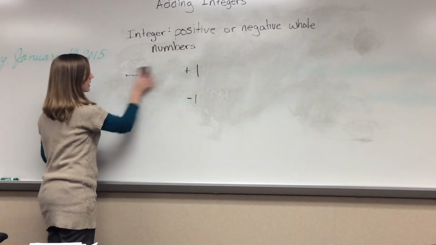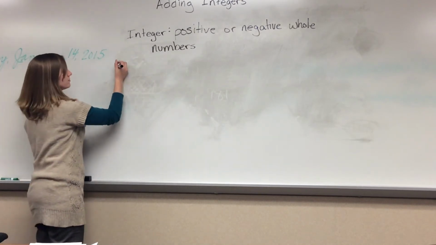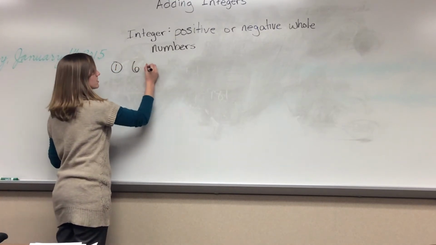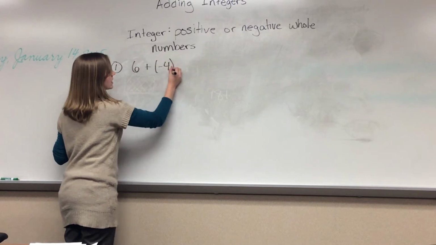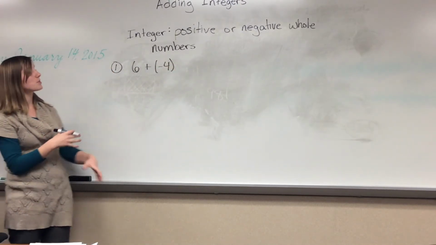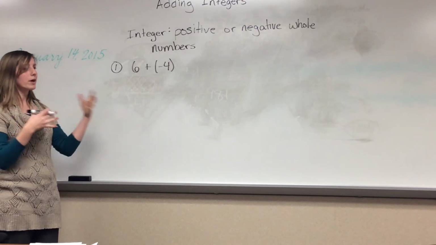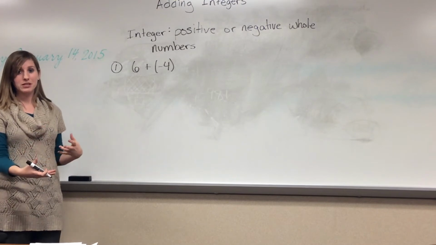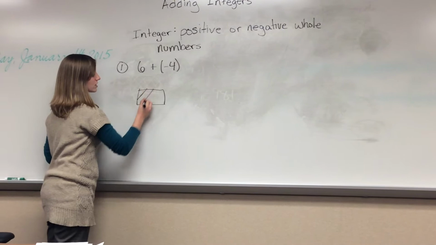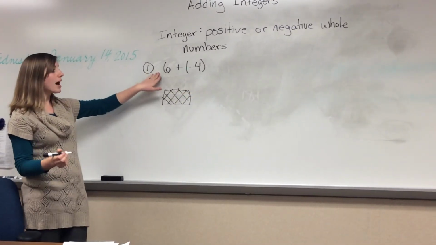So let's use that concept with our video guide, starting with number 1. For number 1, we have 6 plus negative 4. And again, I'm going to use the visual. My suggestion would be after we've gone over the visuals, you won't want that anymore because it takes time, but it'll help you see where the rules are coming from that we're going to be using to add integers. So we're going to start with just our basket. This is 0.